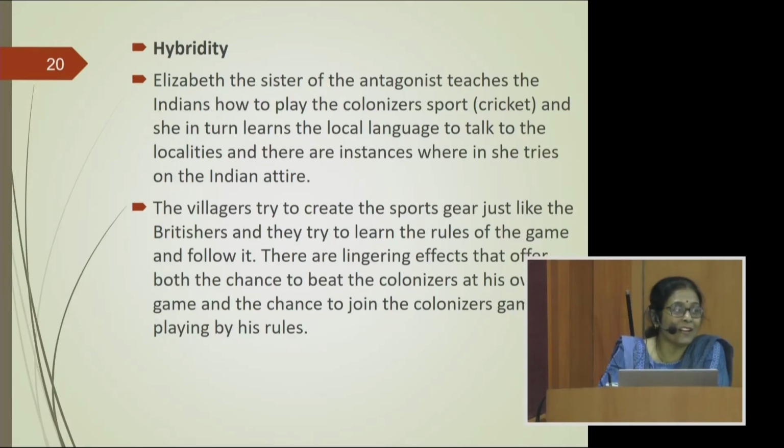Then you find that even the game itself is not known by them. So they learn the game. How do they learn the game? You find that the sister, who is supposed to be a nice character over here, Elizabeth, she is the one who comes and offers to teach them the game of cricket. And in return, what do you think? It is not a one-way process. She also learns the local language. You find her wearing a sari in one of the scenes, in Indian attire. And so there is hybridity taking place. So we see an example of hybridity here.